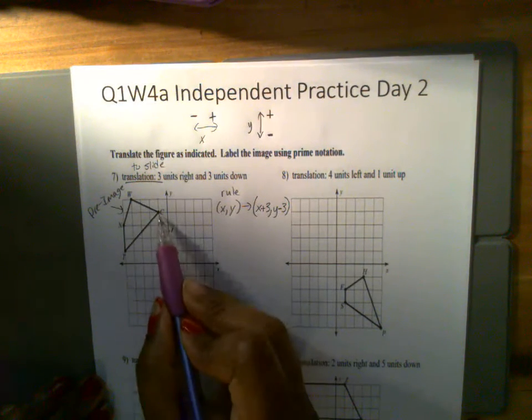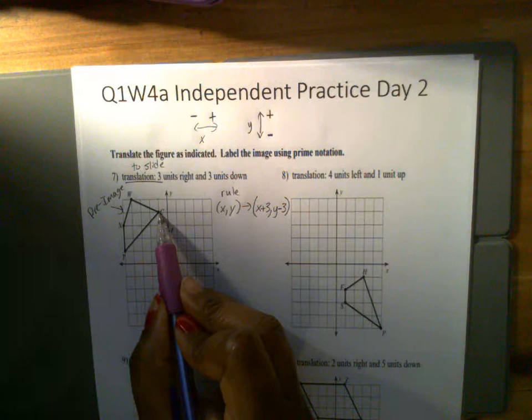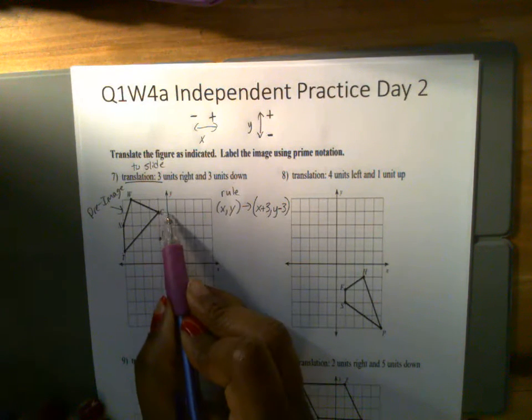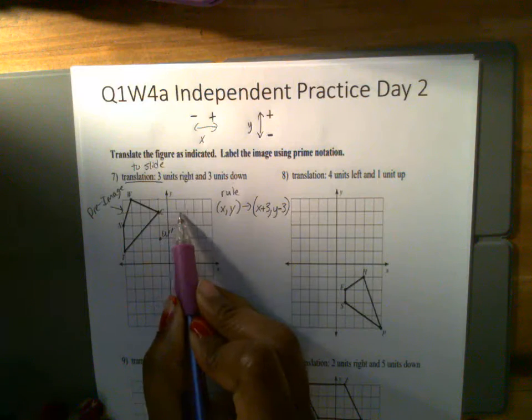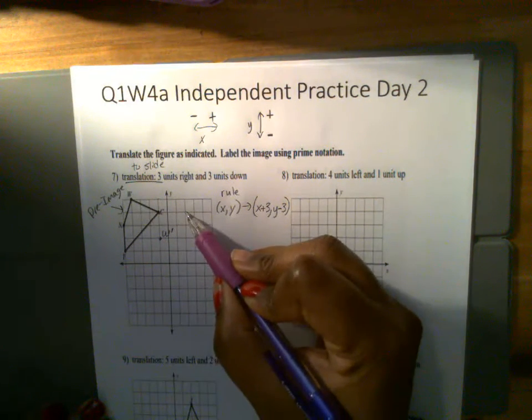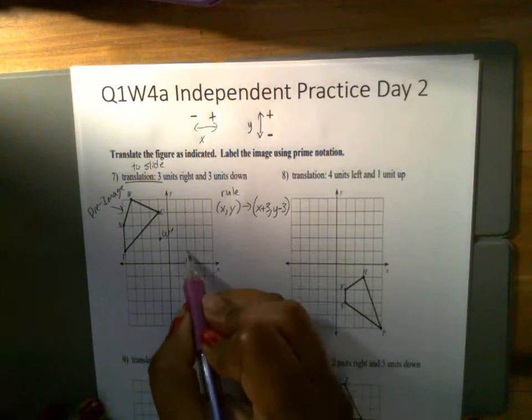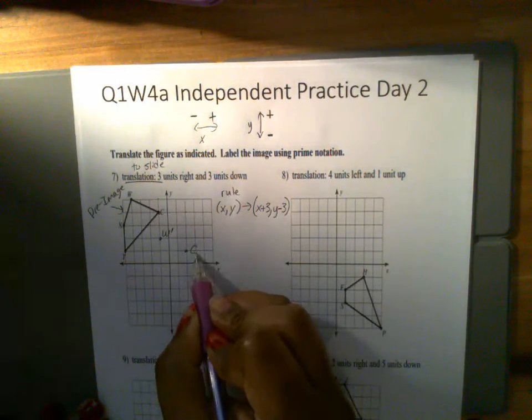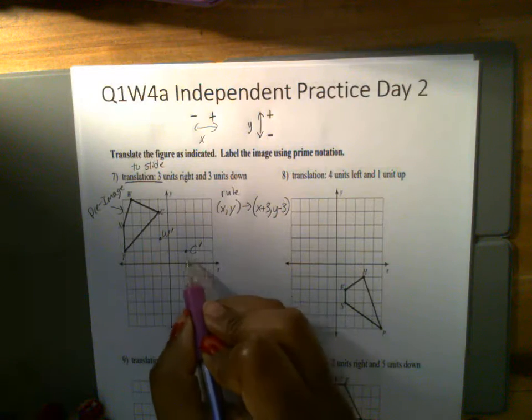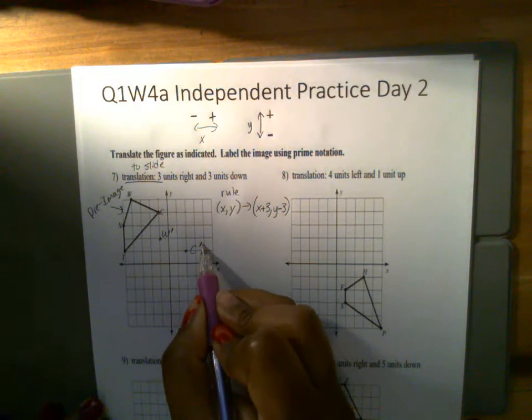I'm going to do the same thing with C. I'm going to move it 3 units to the right and 3 units down. So this is going to be 1 time, 2, 3 to the right, and down 3. 1, 2, 3 units down. This is my new location for C. So I put a tick mark, and I no longer call it C. I call it C prime.